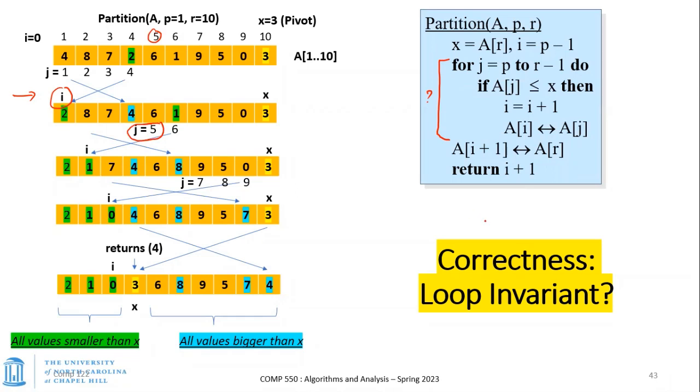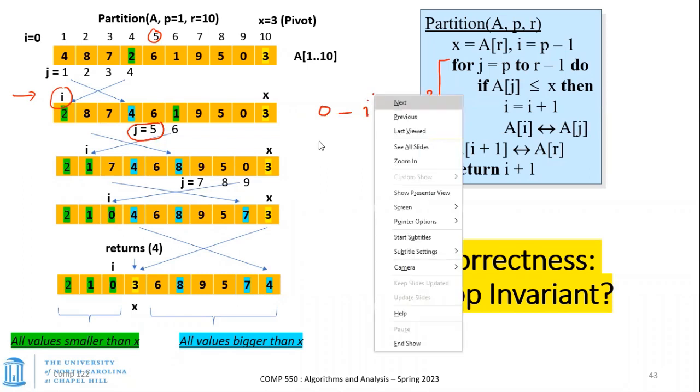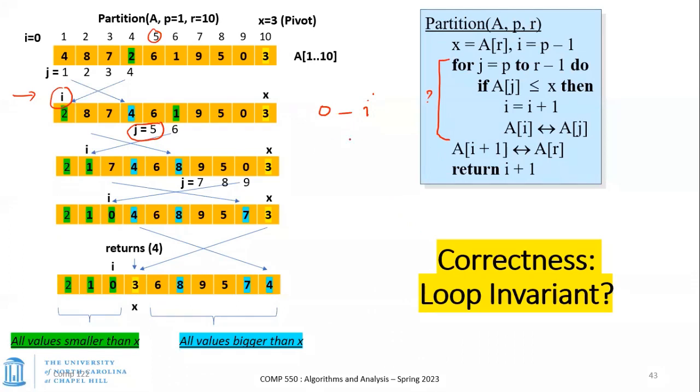Yes. Zero to i, or including i? So including i, everything up to i is less than the pivot value. Let's check: i is equal to 2, and 2, 1, 0 are all less than 3, so that looks right.